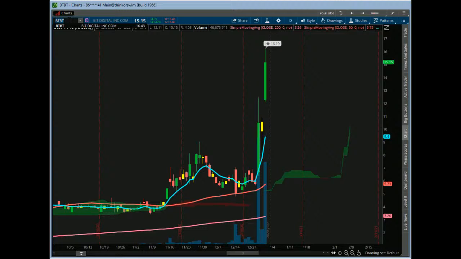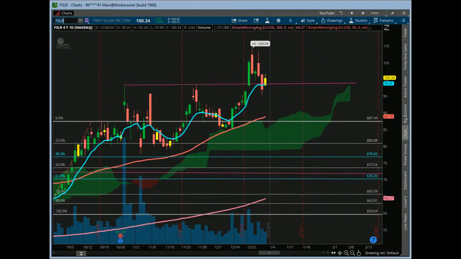PayPal might eventually be a Bitcoin trade, but we'll see how it goes. I know, yeah, well, Visa was pretty intense. Very, very nice on that one. FSLR. Yeah, hanging in there with the inside day today, ticking a little bit higher after hours.